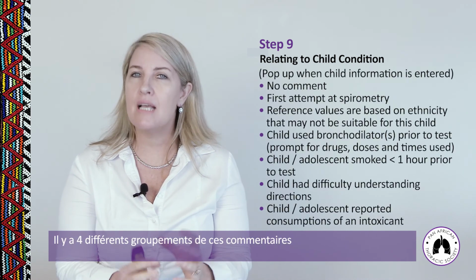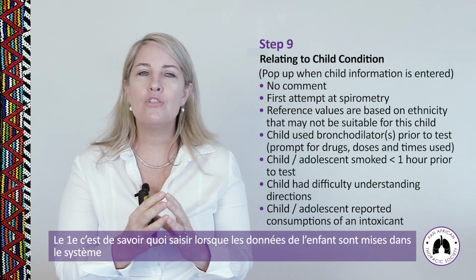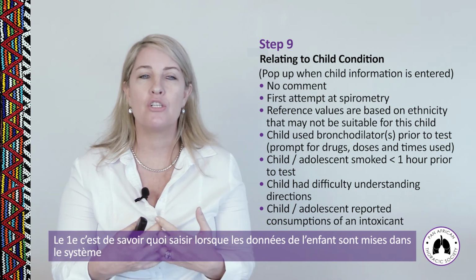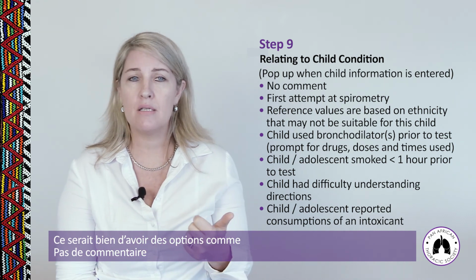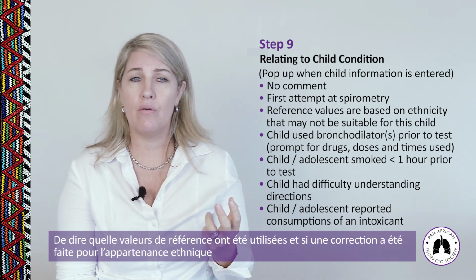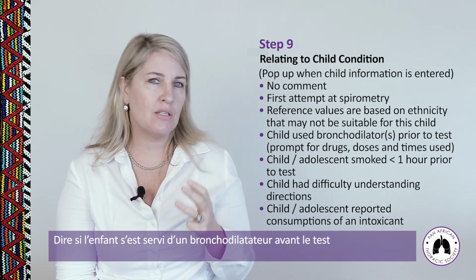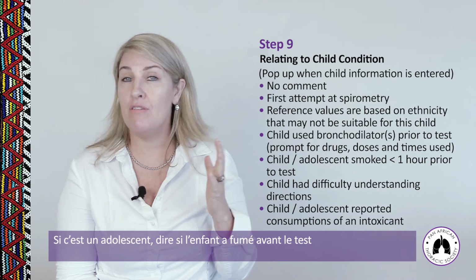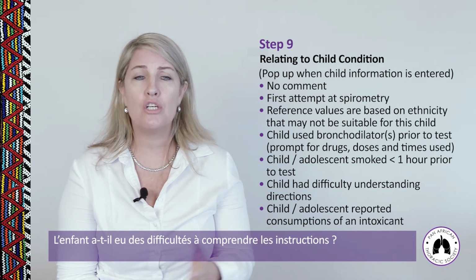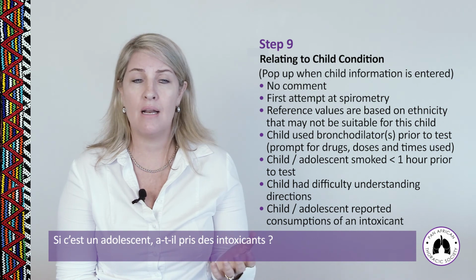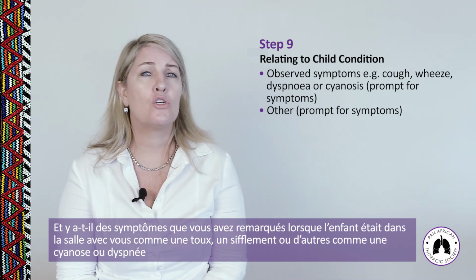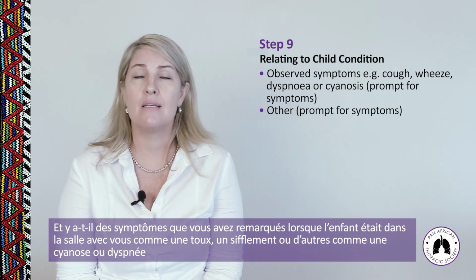So there are 4 different sections that these comments have been grouped under. The first one is what to report on when the child information is entered. So when you're entering the child's information, it would be great to have options to have no comment, or to say it's the first attempt at spirometry, to say which reference values are used and if an ethnic correction has been used, to say whether the child has used a bronchodilator prior to the test, if it's an adolescent, to say has the child smoked before the test, did the child have difficulty understanding instructions, have they consumed any intoxicants if it's an adolescent child, and are there any symptoms that you've noticed while the child has been with you, such as a cough, a wheeze, a shortness of breath, or any cyanosis or chest tightness.